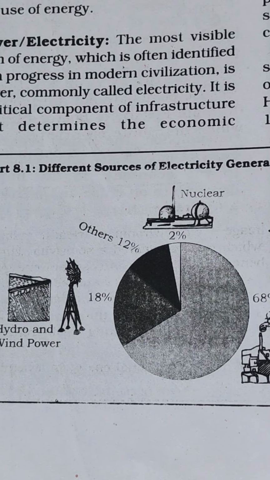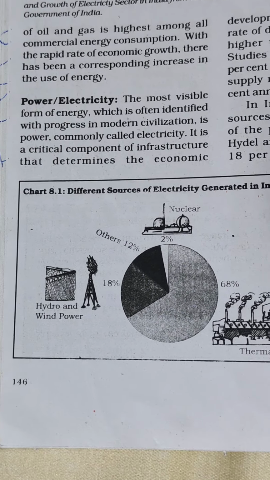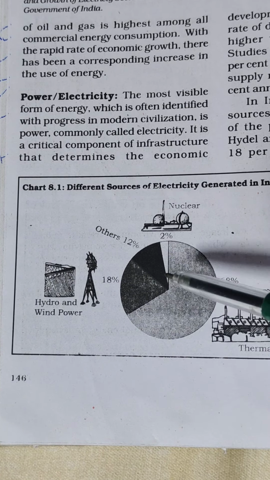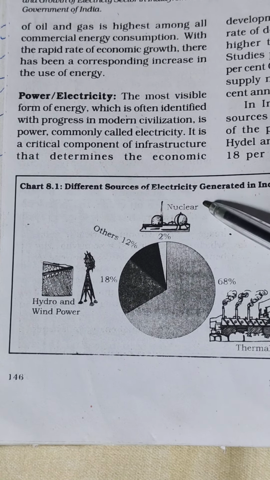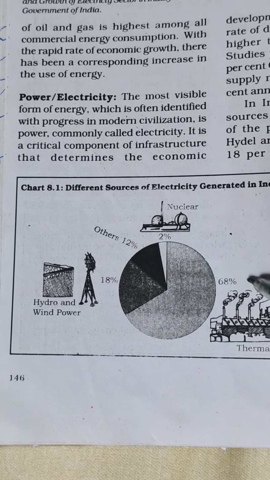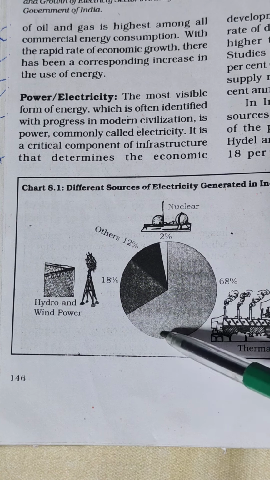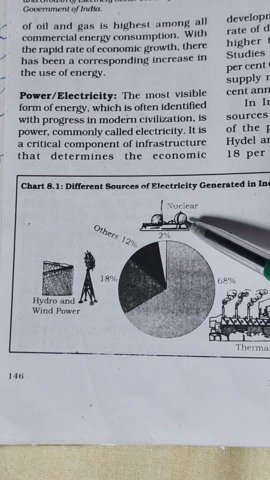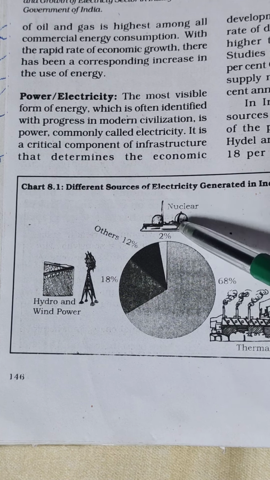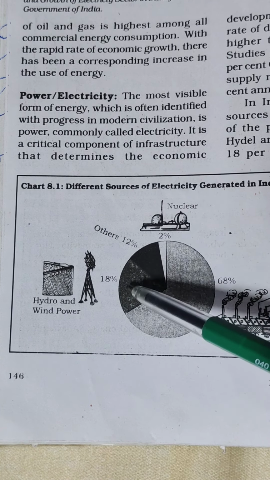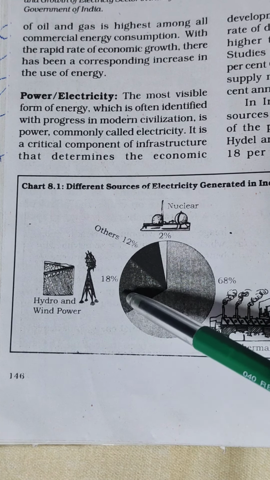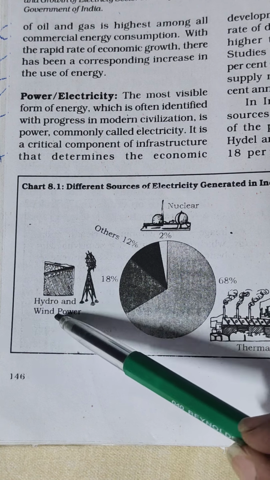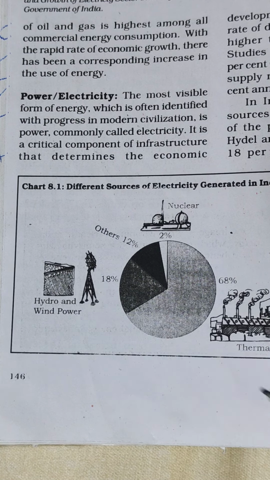Okay, so quickly let's have a look at this table in which whatever I've read, you can just see for yourself. In this pie chart, you can see different sources of electricity generated in India from which source. So thermal is 68%, is that clear? Nuclear is merely 2%, a lot of potential here. Others it's 12%, and hydro and wind power is 18%. So source of electricity generated from hydro and wind power is 18%.